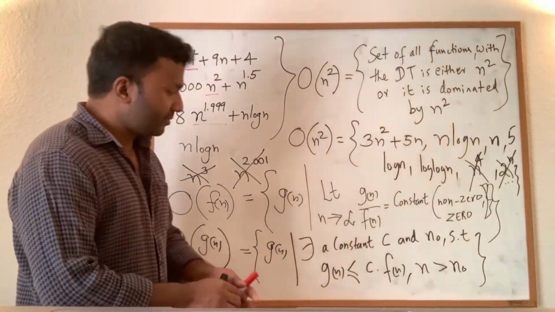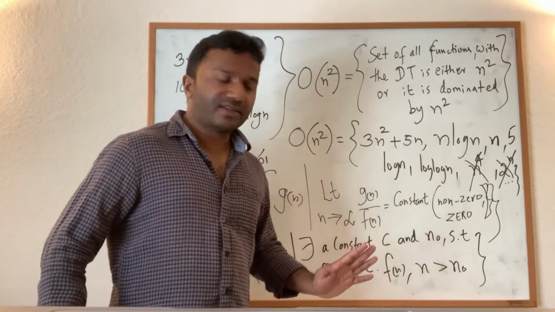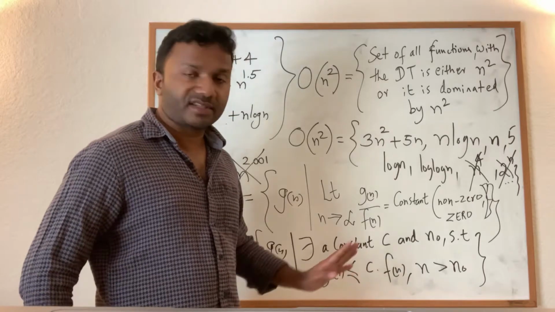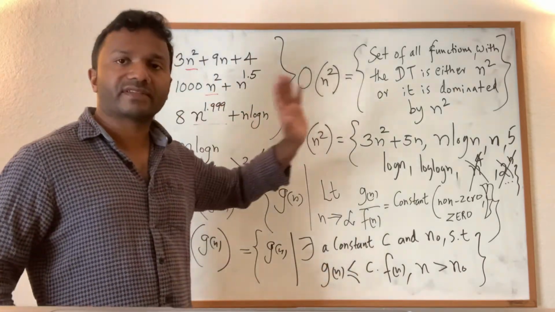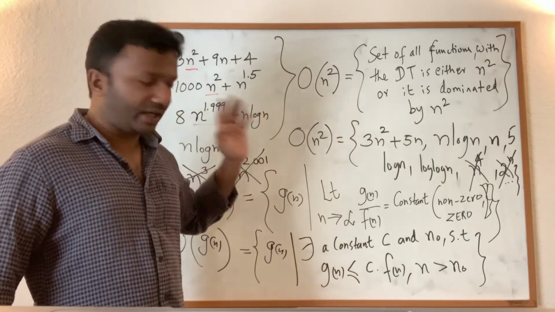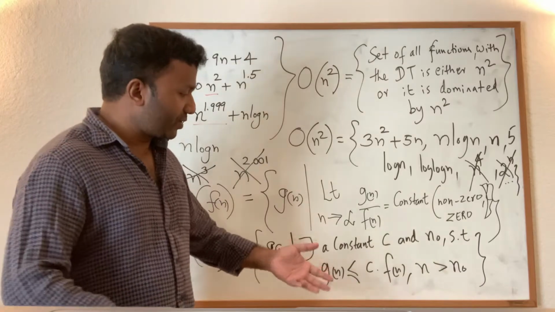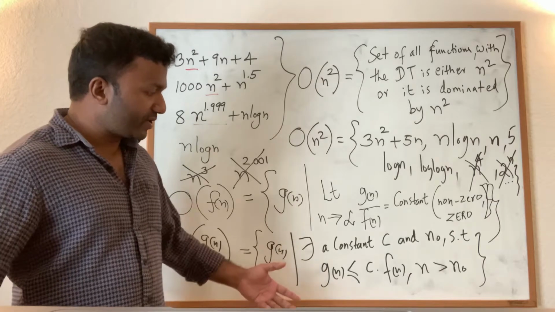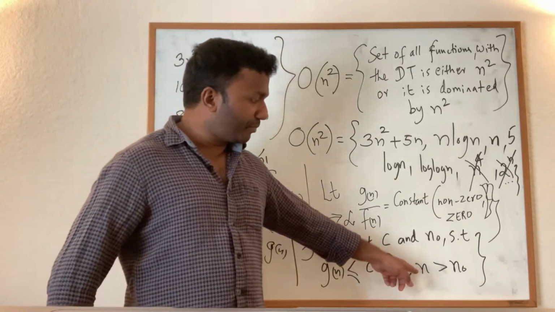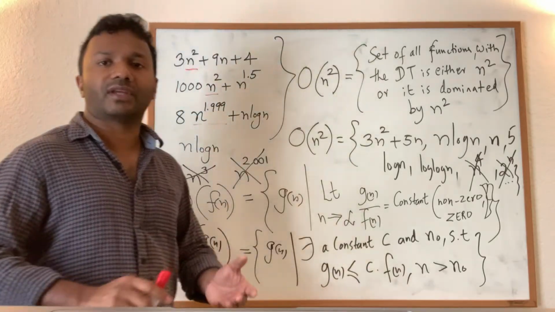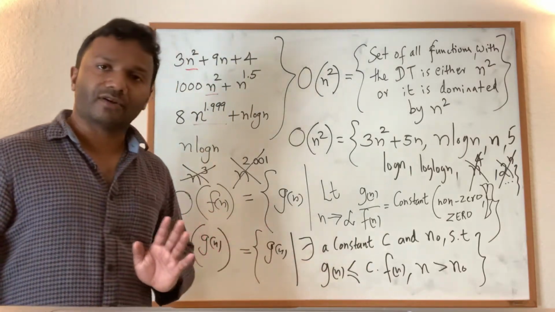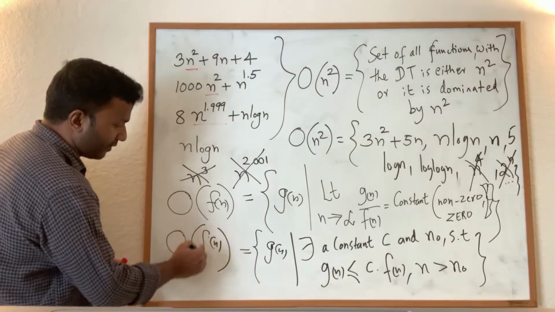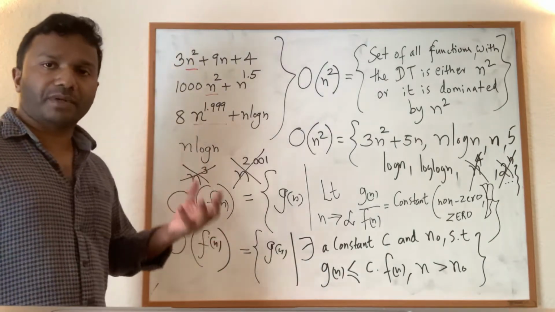It simply means that beyond some point, that is n0, g of n is bounded by some constant times f of n. That means f of n is always ahead of g of n, right? This c is just to take care of the constants in front of both functions. But once you ignore these constants, after some point, c times f of n is going to give a bigger value than g of n. That's the definition of big O.